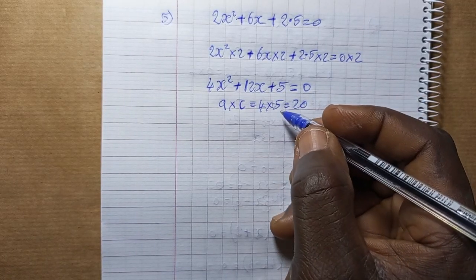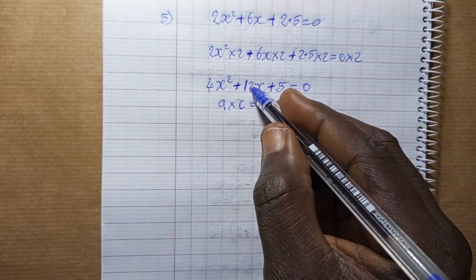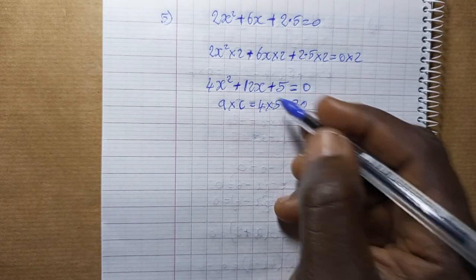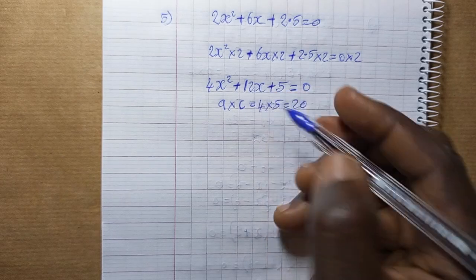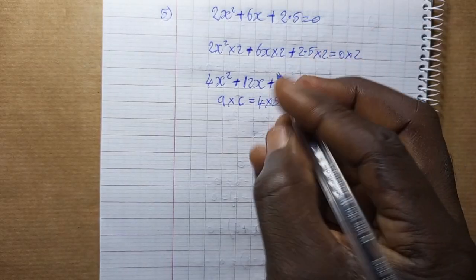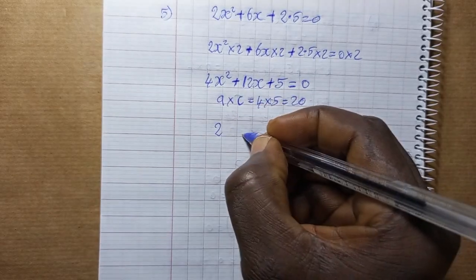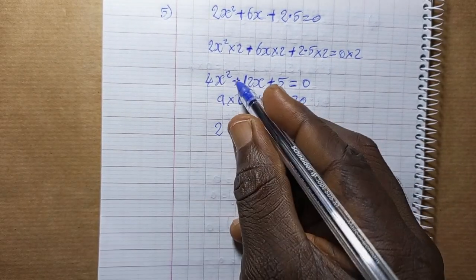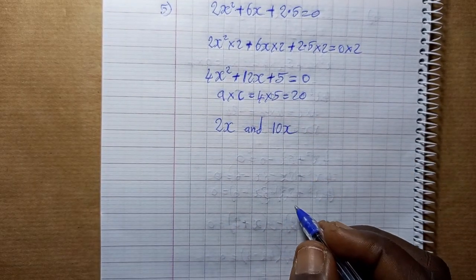And then now we'll look at the two numbers such that if we multiply them we'll have 20, and if we add them together we have 12. Two numbers, remember 2 times 10 can give us 20, 2 plus 10 can also give us 12. So the two numbers are 2 and 10 respectively. And then we add the variable x to them.